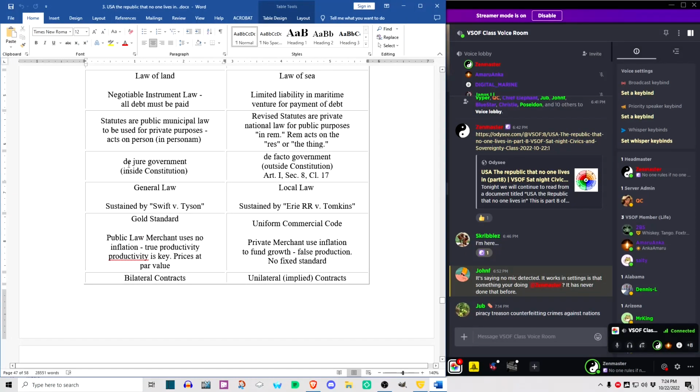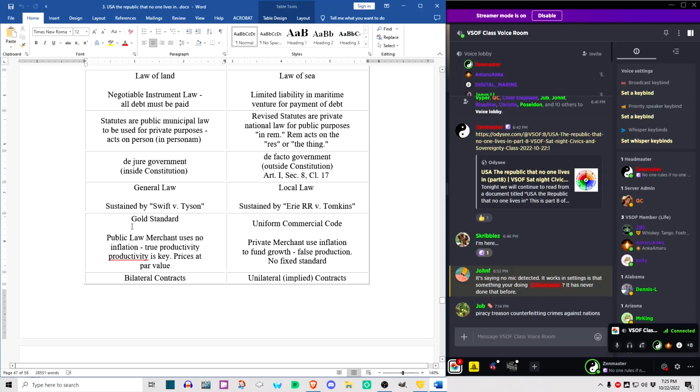Okay, so to continue here, down here we've got de jure government inside the Constitution. The other side is de facto government outside the Constitution. Here on this side we've got general law, I'd say common law, sustained by Swift versus Tyson. Here you've got local law, or local municipal Roman civil law would be the proper way to say that, sustained by Erie Railroad versus Tompkins. This is the case where the Supreme Court said there is no more federal common law. Well, yeah, for the 51% of the democracy that decided to bind themselves to this side of the train.